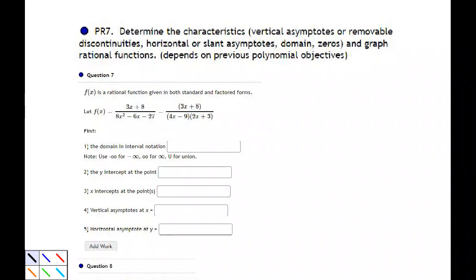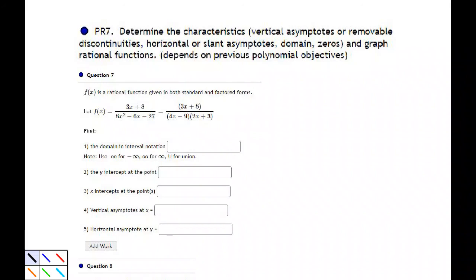And that also equals, in factored form, numerator 3x plus 8, denominator 4x minus 9 quantity times 2x plus 3 quantity. And we're told to find the domain in interval notation, the y-intercept, the x-intercepts, or intercept, vertical asymptote, and horizontal asymptote.